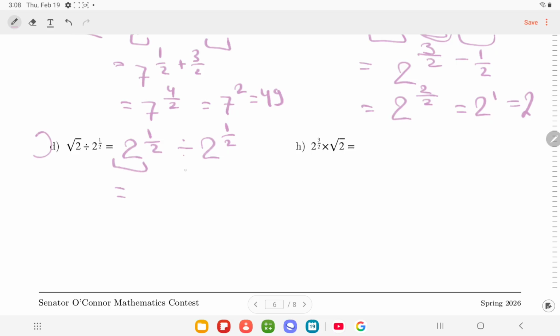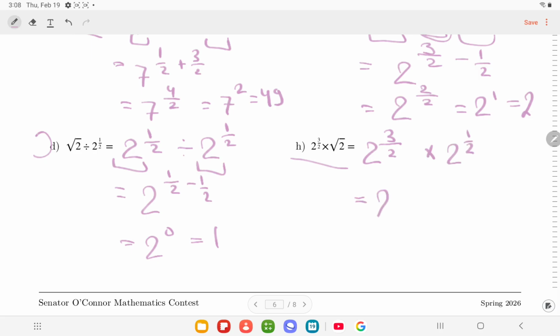And because we're dividing and these are the same bases, we can do 1 over 2 minus 1 over 2. So we end up with 2 to the 0. And if you remember our previous lesson, anything to the power of 0, anything at all, is always equal to 1. And lastly, we have 2 to the power of 3 over 2 times 2 to the 1/2. And now we're multiplying, so we will add our exponents. And we end up with 2 to the power of 4 over 2, which is 4.